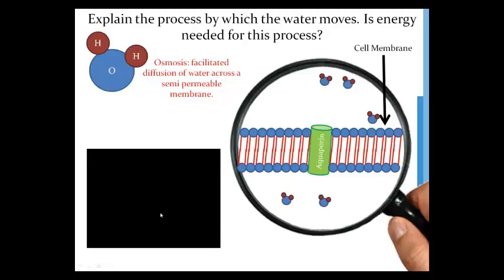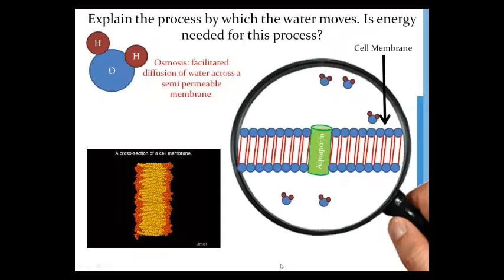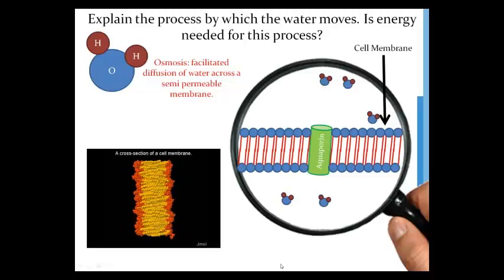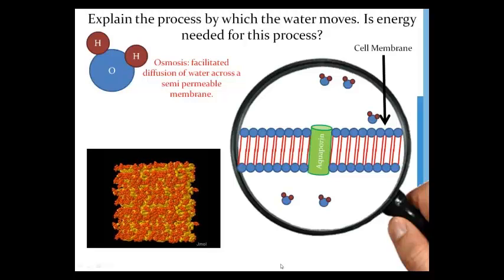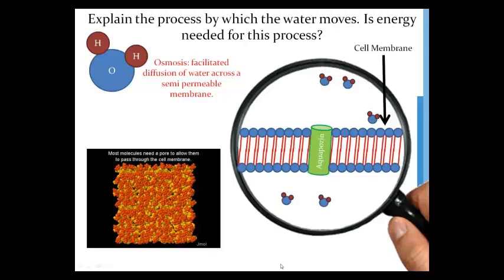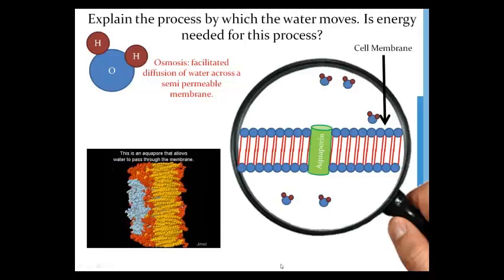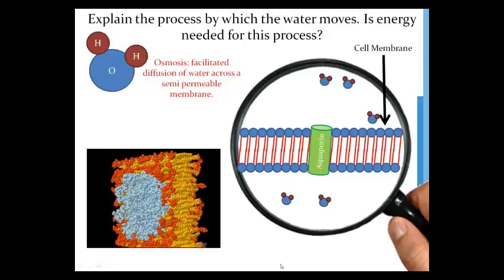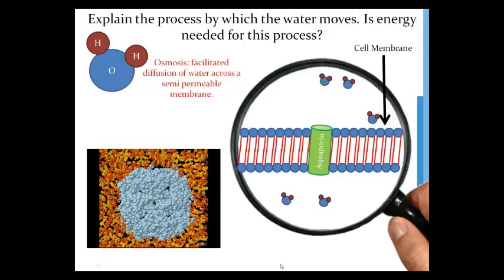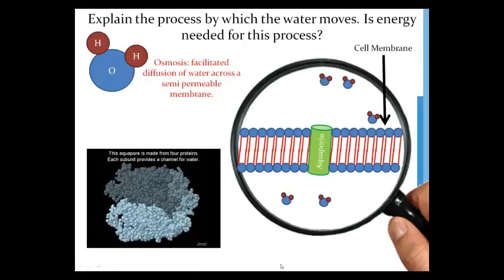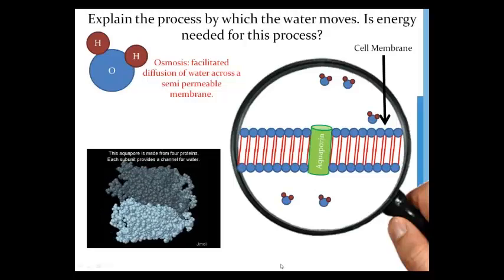Here's a short video to show that. This is the cross-section of a cell membrane, so that's similar to the picture that I have here. There we see the hydrophilic heads and the hydrophobic tails. So in order for something to get through, it's going to need an aquapore to allow water to pass through the membrane. So this blue thing in the middle represents our aquapore. It's made up of 4 subunits, and each subunit has a little channel that water can go through.